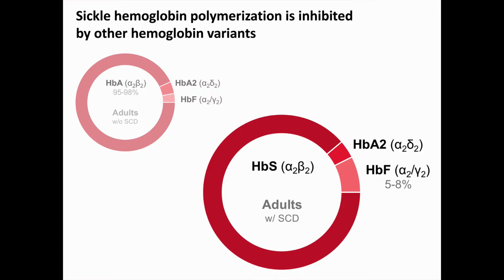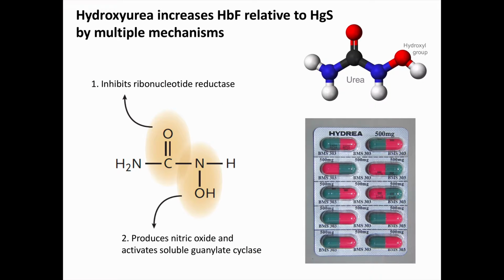In patients with sickle cell disease, who are homozygous for the altered beta chain, nearly all of the hemoglobin is hemoglobin S. But there's a relatively higher amount, about 5 to 8%, of fetal hemoglobin. And if we can increase the relative amount of non-hemoglobin S variants in the red cells, we can reduce the amount of sickling going on. Hydroxyurea acts to increase the relative amount of fetal hemoglobin compared to hemoglobin S, which will reduce hemoglobin S polymerization, reduce the amount of sickling, and therefore reduce the complications of sickle cell disease.